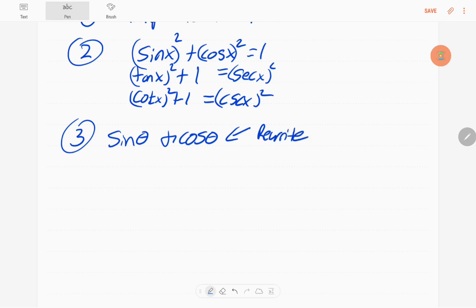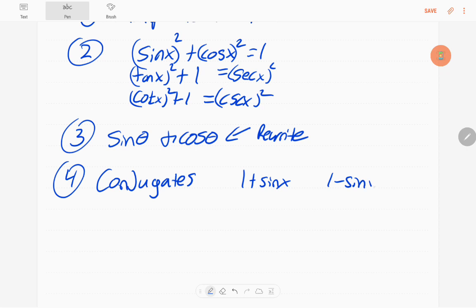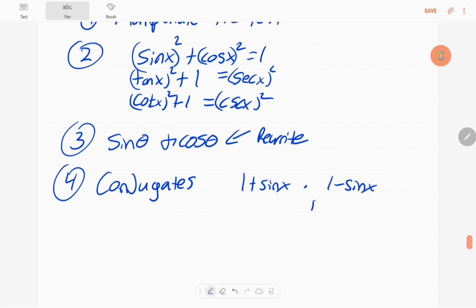And don't forget about conjugates. Remember, conjugates are simply like 1 plus sine of x. The conjugate of that would be 1 minus sine of x, because when you multiply those together, the middles cancel. What's really nice is then you have the statement 1 minus sine of x squared, and that is something to use. So don't forget about conjugates. And then also just keep trying. Try and do something step by step. See if you can work it around.